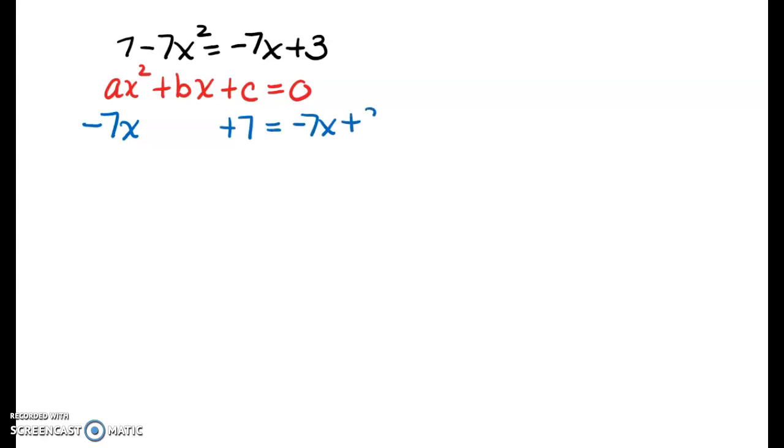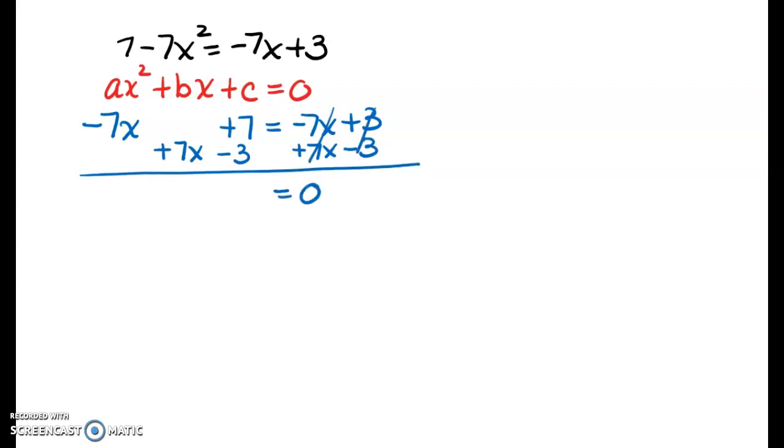So here, for our next example, this doesn't look anything like the standard form of our equation. So we're going to have to be moving things around. So I know I have a negative 7x squared. I know I have a positive 7. But now I have these other guys on the other side. So I think I need to add the 7x to both sides. And I need to subtract the 3 from both sides. So now I have 0 on this side.